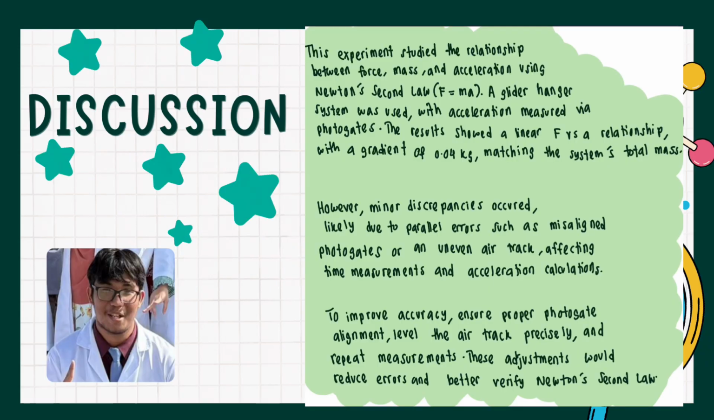Okay, so now I will continue with the discussion. This experiment studied the relationship between force, mass, and acceleration using Newton's second law, F equal to ma. The glider-hanger system was used with acceleration measured via photogate. The results show a linear F versus a relationship with a gradient of 0.04 kg, matching the system's total mass.